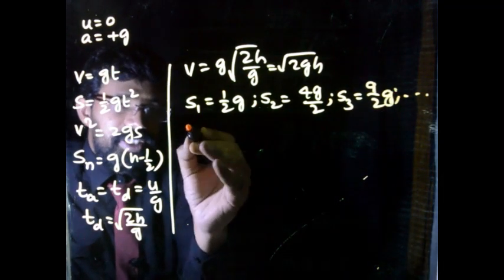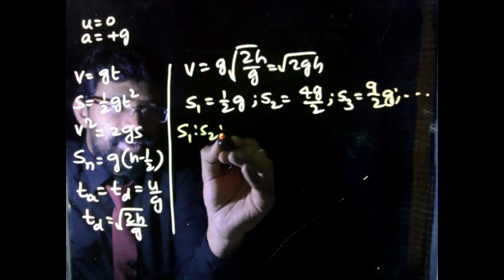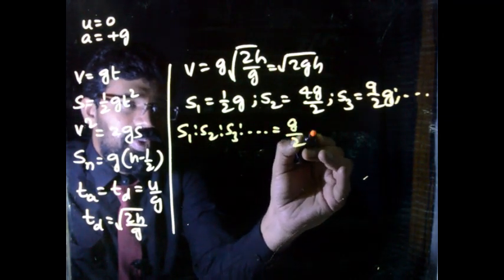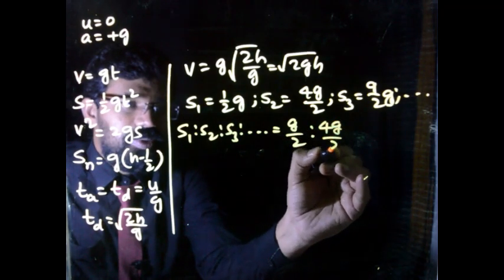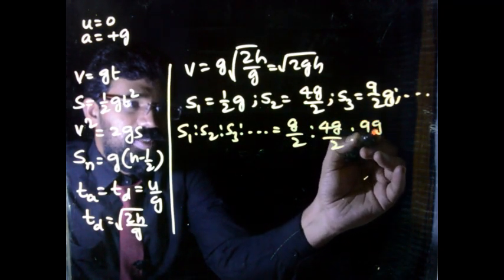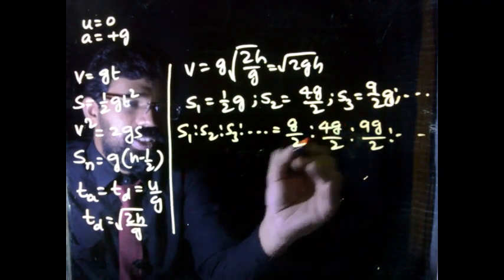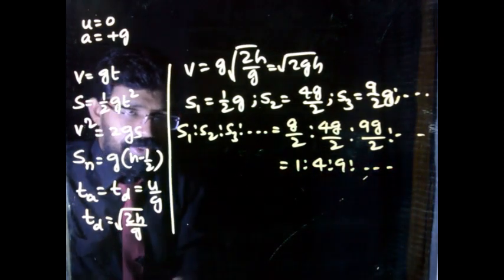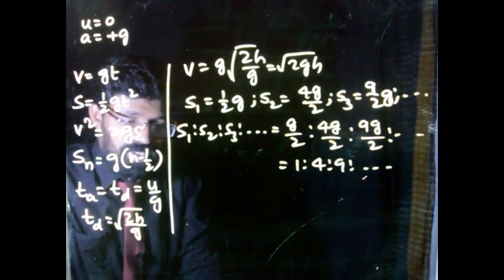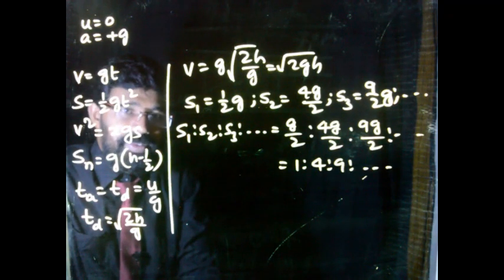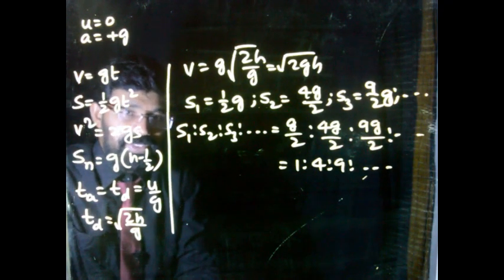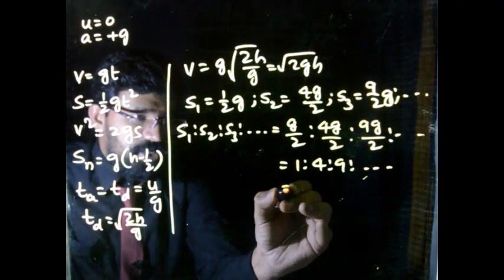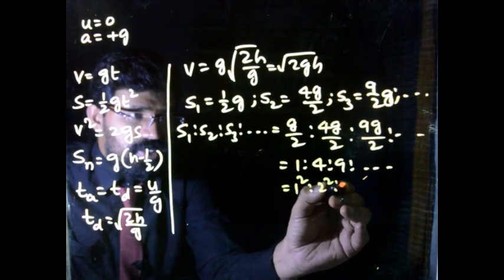Okay, so let me take the ratio between all these things. S1 is to S2 is to S3 is to and so on is equal to g by 2 is to 4g by 2 is to 9g by 2 is to and so on. g by 2 gets cancelled. Finally, what you are left with is 1 is to 4 is to 9 is to and so on. So this is the ratio between distances covered in consecutive seconds, like in 1 second, in 2 seconds, in 3 seconds. The same thing can also be expressed as 1 square is to 2 square is to 3 square, like that also.